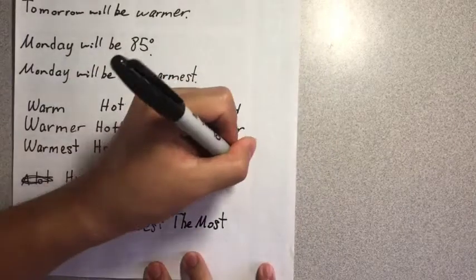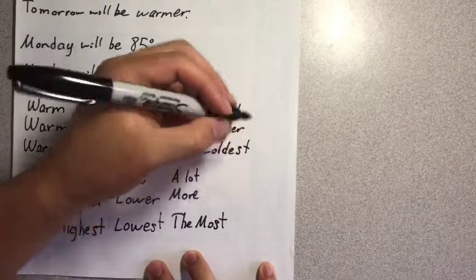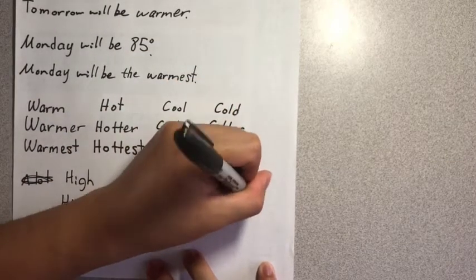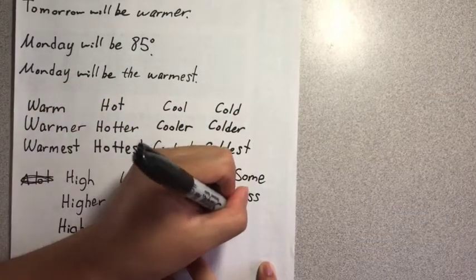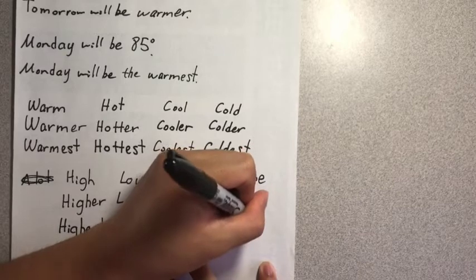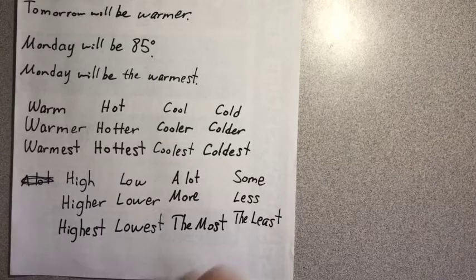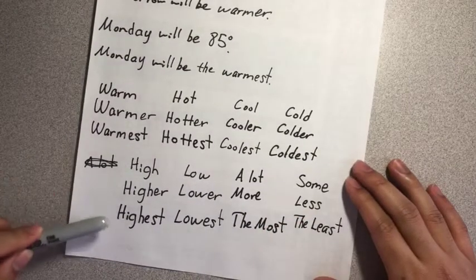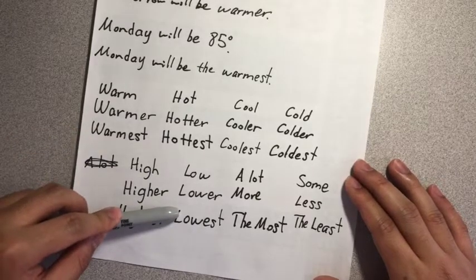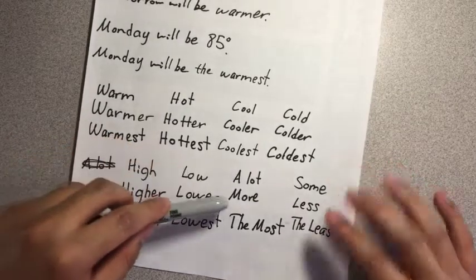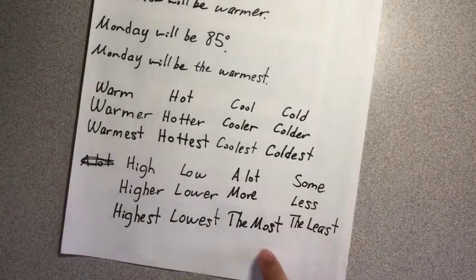And then we have some. Do we say some? Not a lot. We have less. So let's do some, less, and then the least. So, high, higher, highest, low, lower, lowest. And then we have a lot. This one is just more. It's irregular. We say more, and then the most.